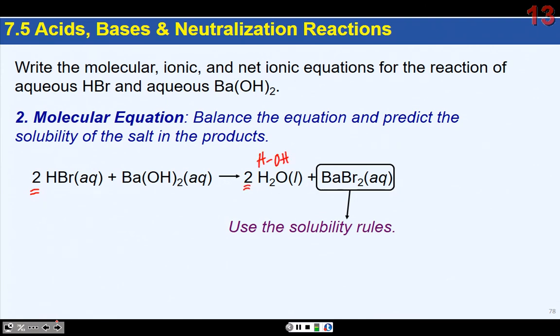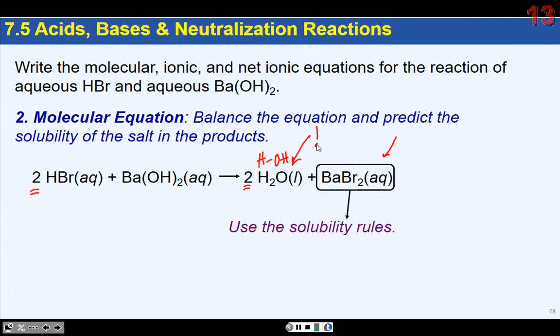And so we put phases and predict the solubility on the products. Water is always a liquid. Oh, that's not too surprising. But what do we know about barium bromide? Well, in this case, using solubility rules, bromide is going to be soluble because barium is not one of the cations that precipitates halogens. Silver, mercury, and lead are the notorious ones for halogens, and so it's not one of those. It will remain aqueous.